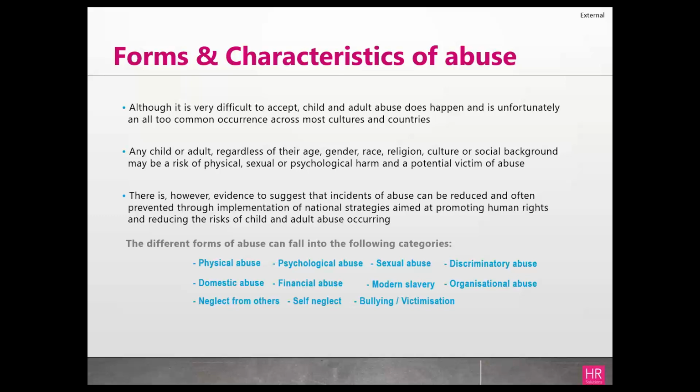Organisational abuse would be about people that are maybe in prison, in a hospice, in a hospital, or somewhere where they have to stay in and be there 24 hours a day. Neglect from others, we talked about earlier, and self-neglect as well. And then bullying and victimisation. This is one that definitely happens in the workplace. I draw you back to the stat we talked about on one of the earlier slides, with potentially a quarter of the workforce that were interviewed thinking they were or had been involved with bullying and victimisation in the workplace. So these are really big topics, and there's a number of different forms of abuse that fall into these categories.